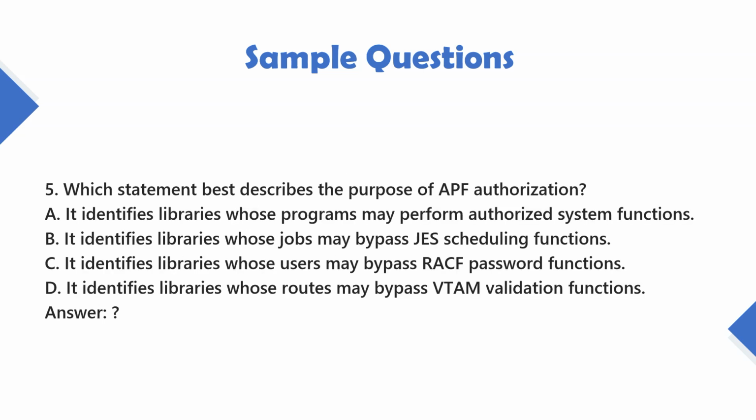5. Which statement best describes the purpose of APF authorization? A. It identifies libraries whose programs may perform authorized system functions. B. It identifies libraries whose jobs may bypass JES scheduling functions. C. It identifies libraries whose users may bypass RACF password functions. D. It identifies libraries whose roots may bypass v3.x validation functions.